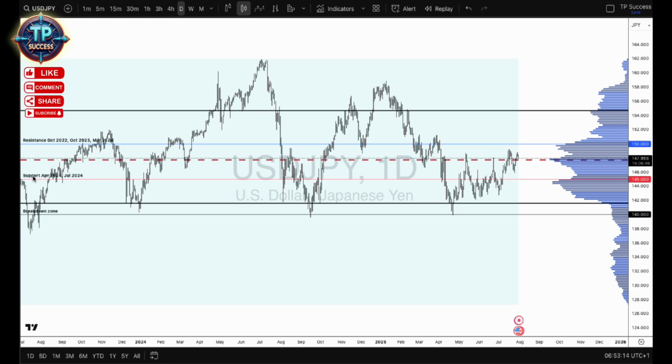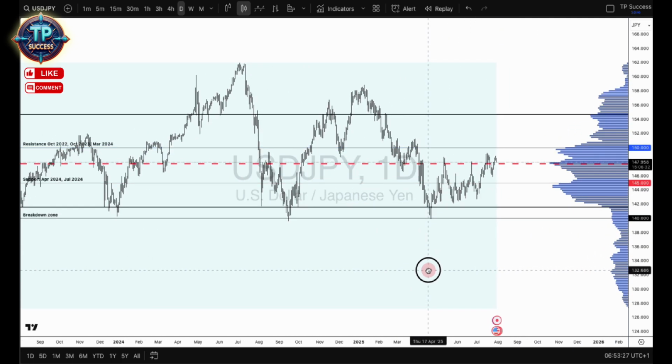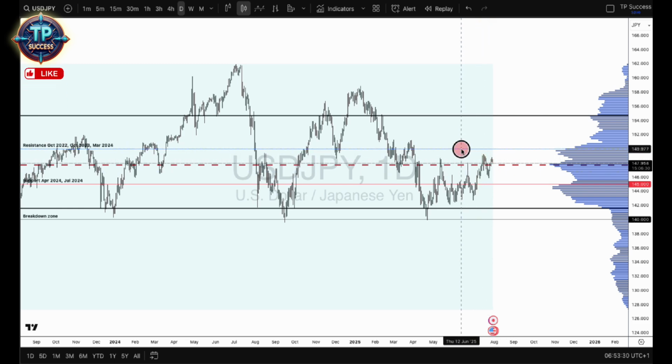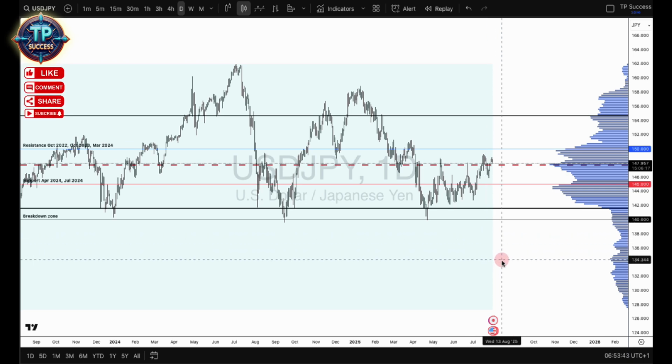So we've got these levels marked out and we have the support of 2024 as well. That is this level right here, all marked out for us. And then we have the breakdown zone in terms of the best location to take our trades from, as well as these two, which are also great areas to take our trades from. That would be 150.000, and the sell location or the breakdown from that level, we're looking at 145.000, and then the breakdown level would be 140.000.